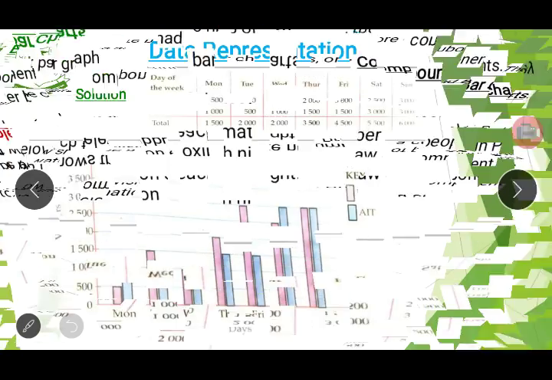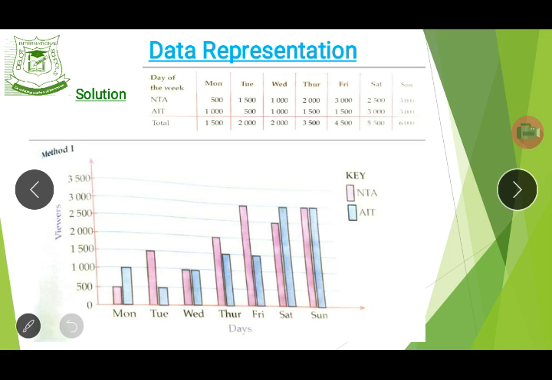Okay. So look at this table. Thank God we have the table here, so we can use the table right here to solve our question. All right. Now look at that. On Monday, 500 watched NTA, 1,000 watched AIT. So look at this place here. I need you to take a look at this carefully. That is very important. Now, right here, you see something I call method 1. Now, there are two approaches you can take to solving this question, to drawing your component bar chart. Okay, this is your first method.